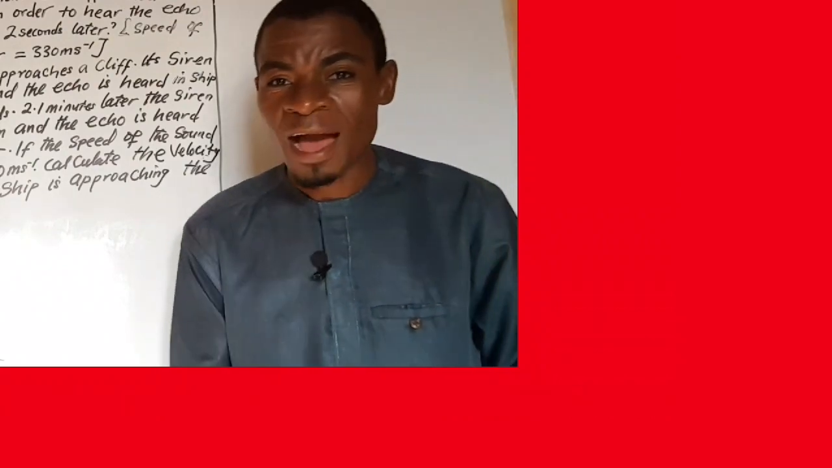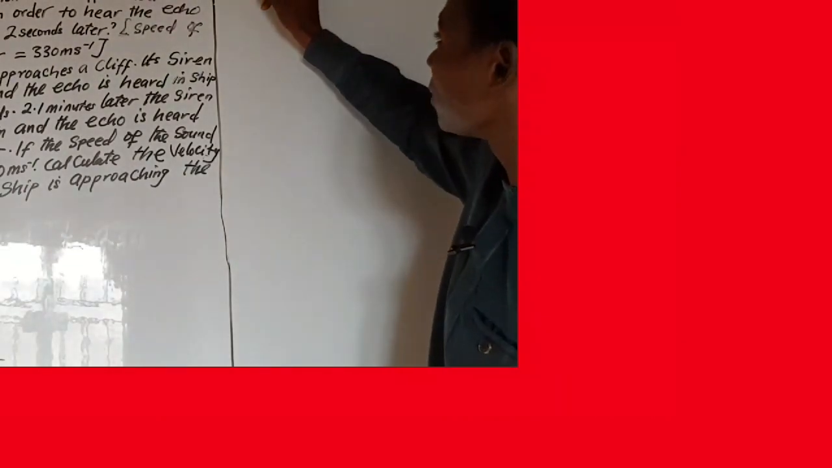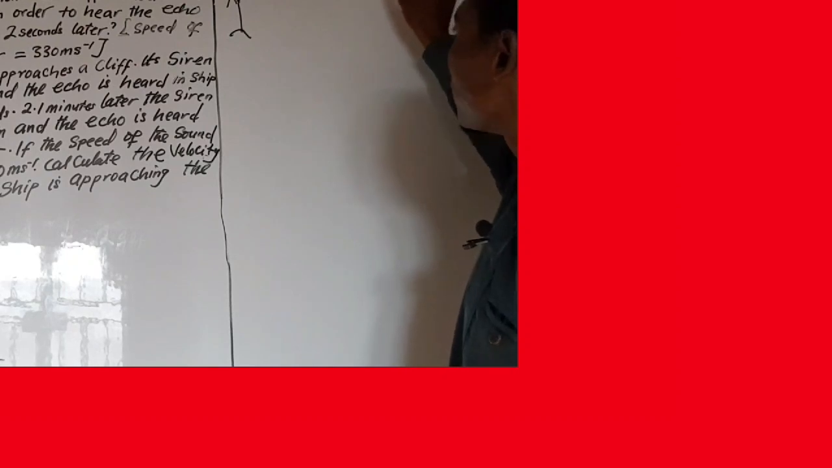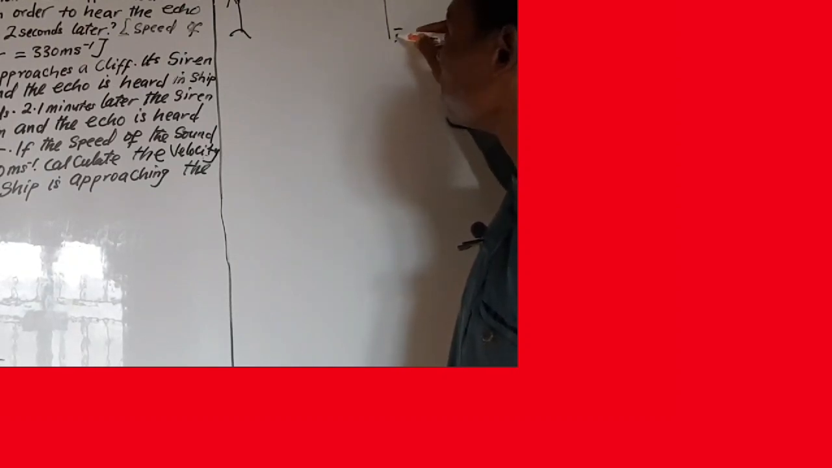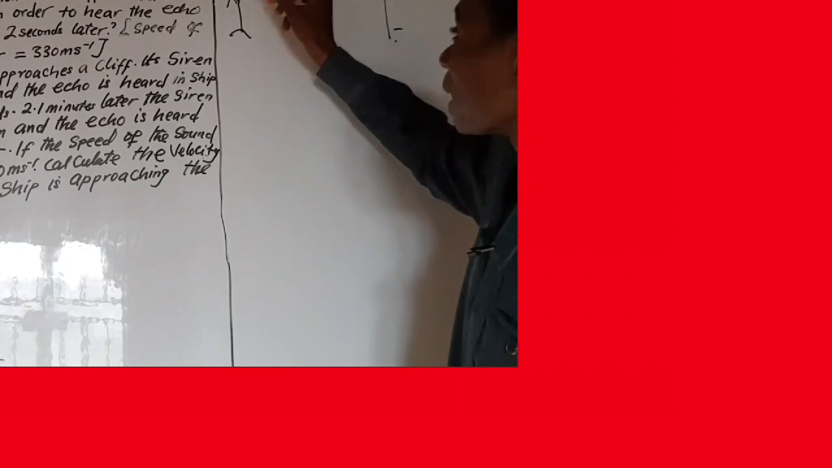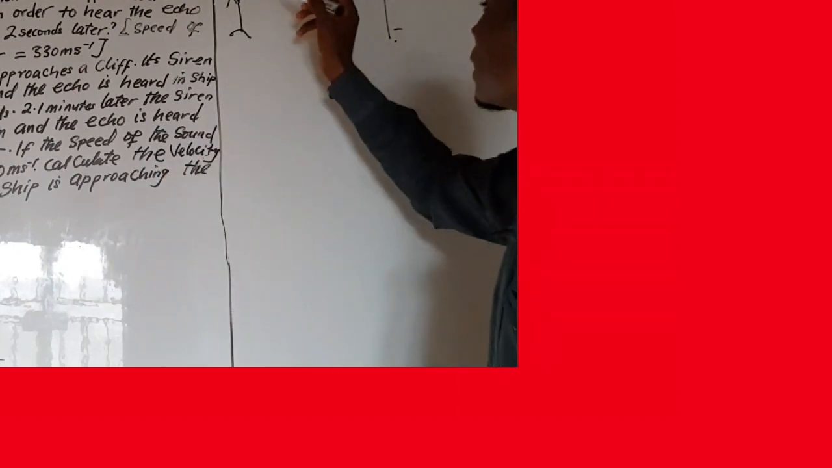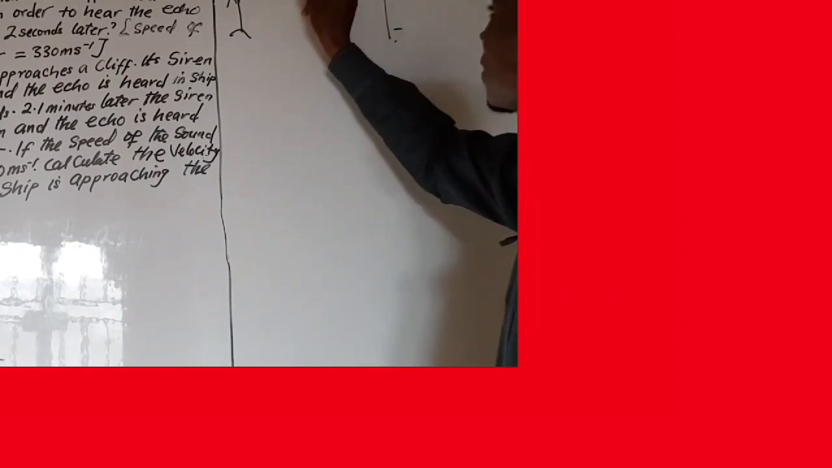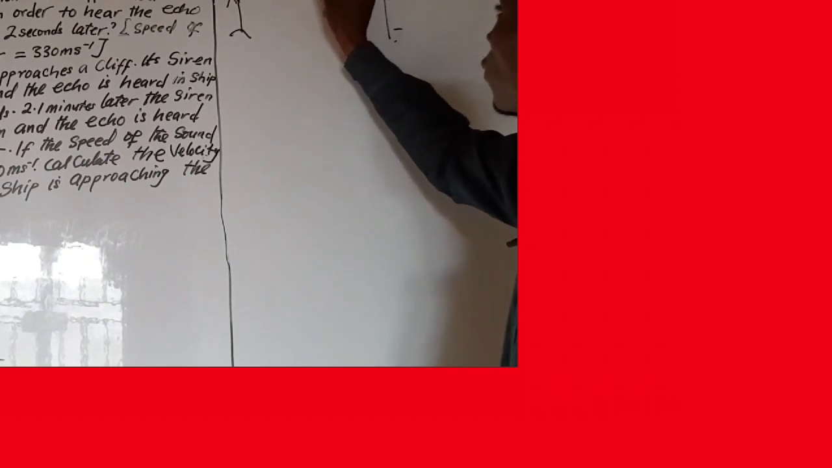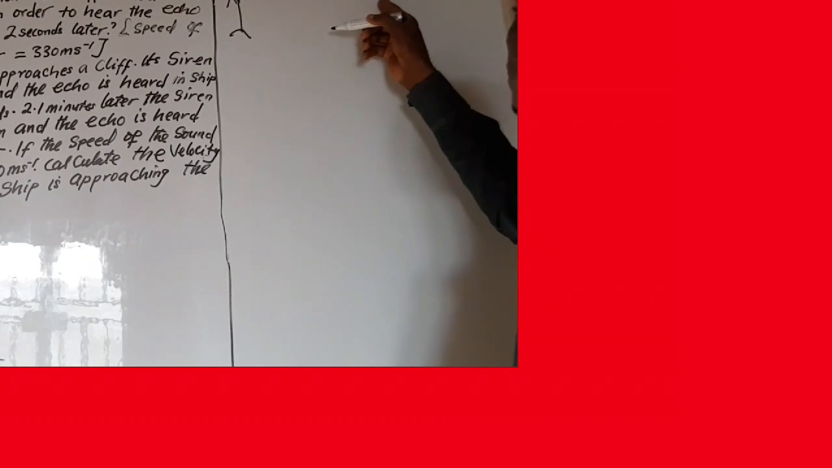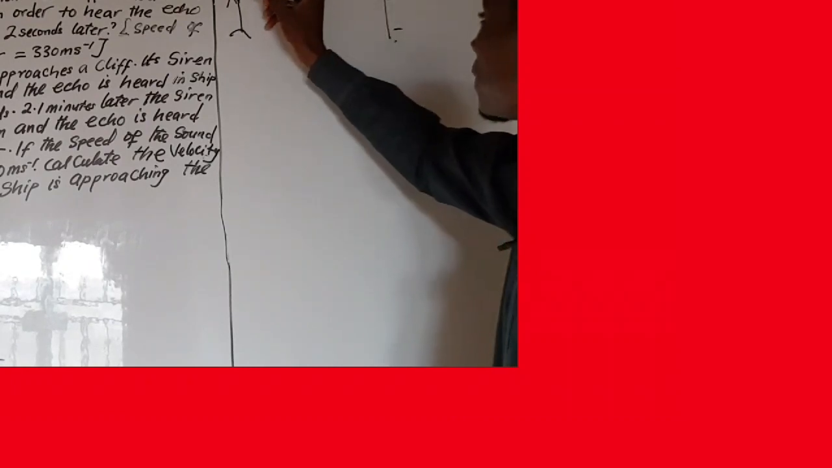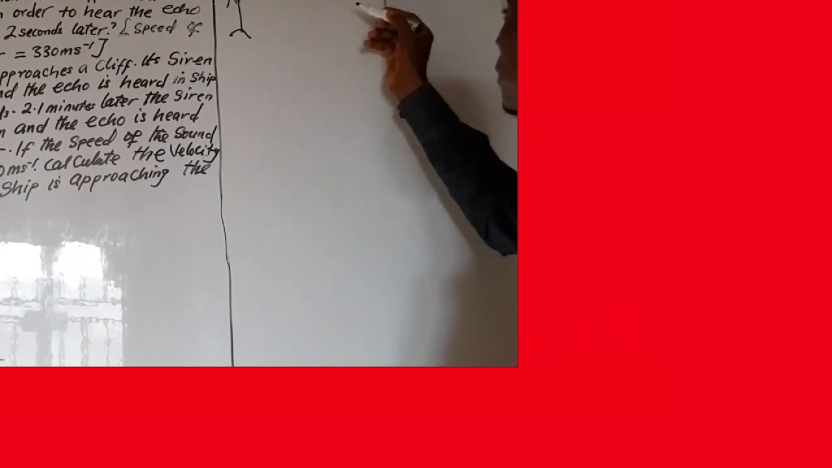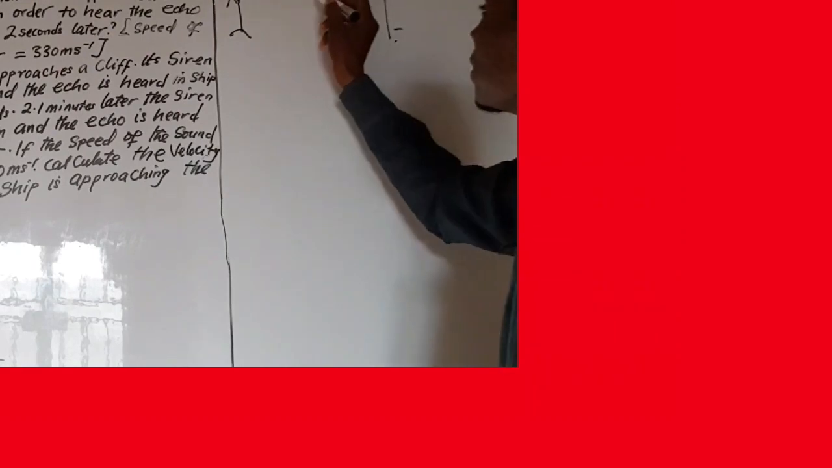So let's assume there is a man standing, and this man makes a sound. This is a cliff. This man makes a sound either by clapping his hand or by calling a name. The sound is going to travel from where the man is standing to the cliff. This is the direction of the sound. It is going to cover a distance X. When it strikes the cliff, it tends to what? Reflect back to where the man is standing. This is the direction of the reflection of the sound. It is still going to cover a distance what?